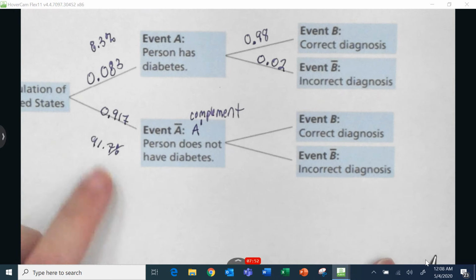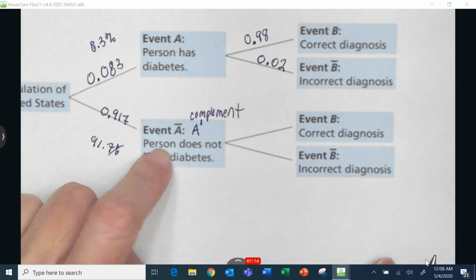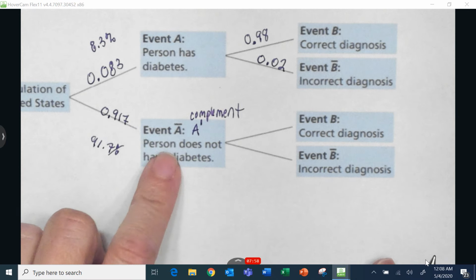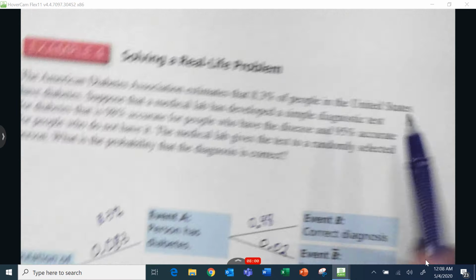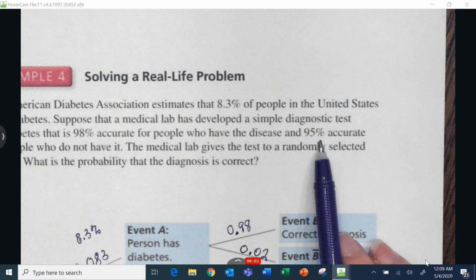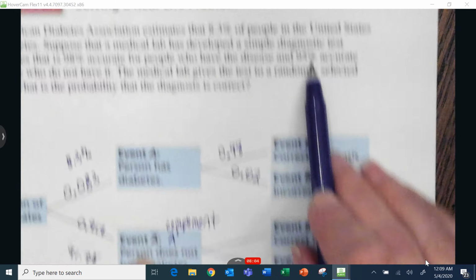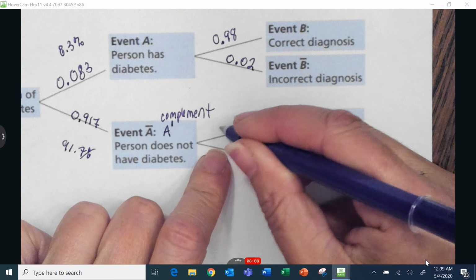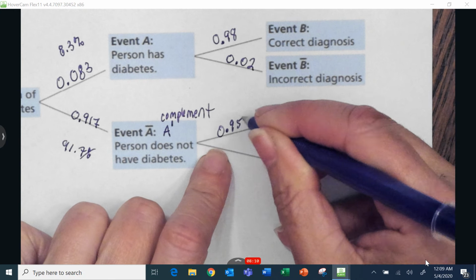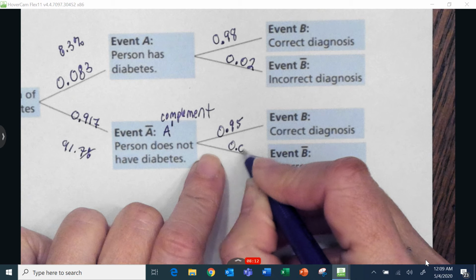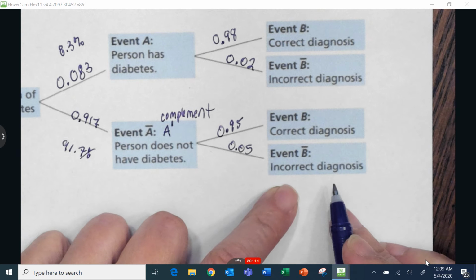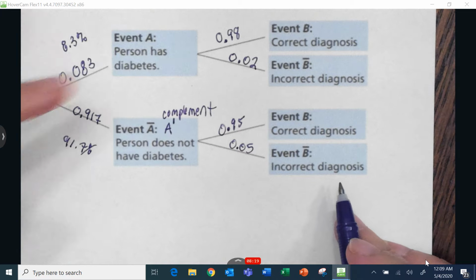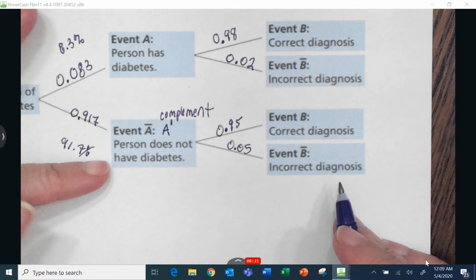And then we're going to look at this separate complement of the person that does have diabetes. If a person does not have diabetes and they are tested, it says up here that 95% accuracy is what we'll get for this test. So 95% will be the correct diagnosis, which means 5% will be an incorrect diagnosis. So that's for the separate portions of people who do have it and people who don't have it.